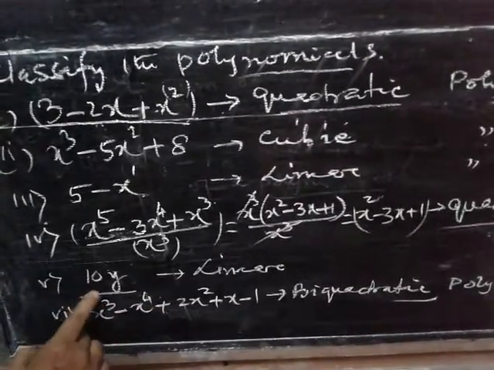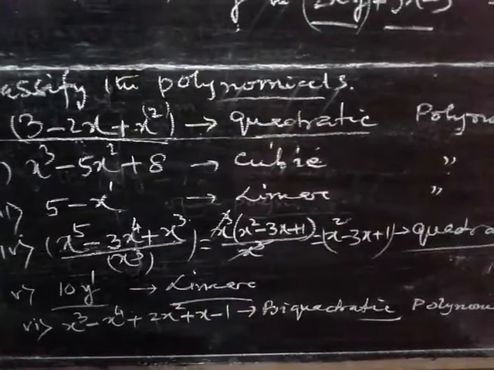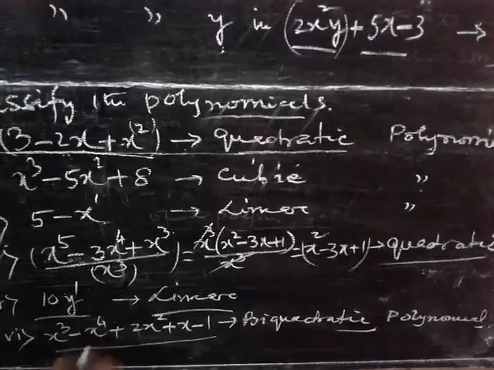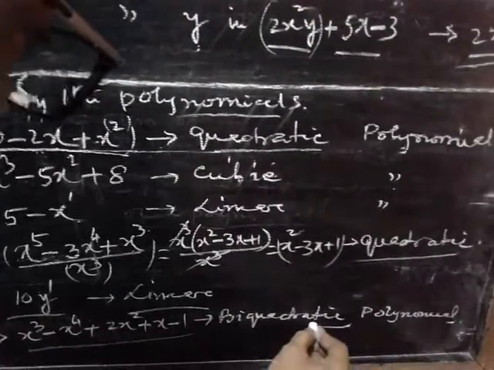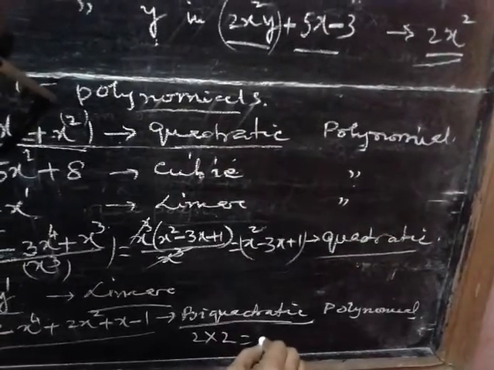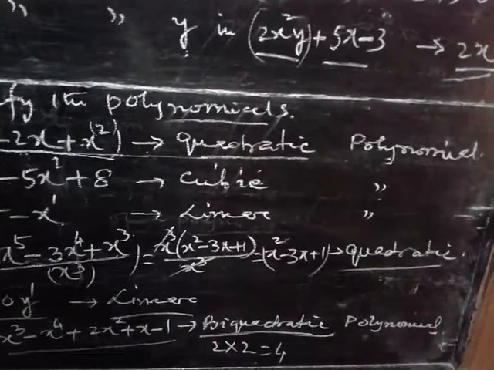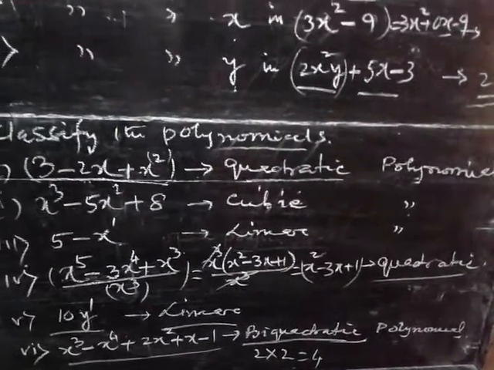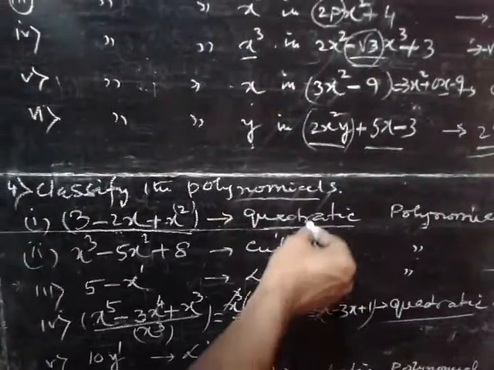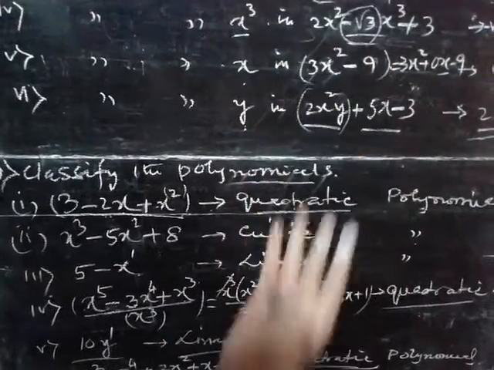Here see 10y, its power is 1. This is linear. And in this polynomial, the maximum power is 4, and that is called biquadratic. Bi means 2, quadratic means another 2. This is actually coming 4. So this is called a biquadratic polynomial. So these are the classification of the polynomials. You can understand where the name has come from. So quadratic means 2, cubic means 3, linear means 1. Just keep it like this in your mind.